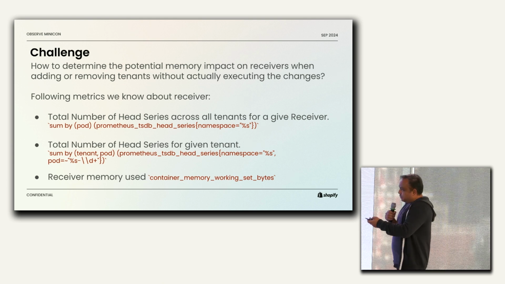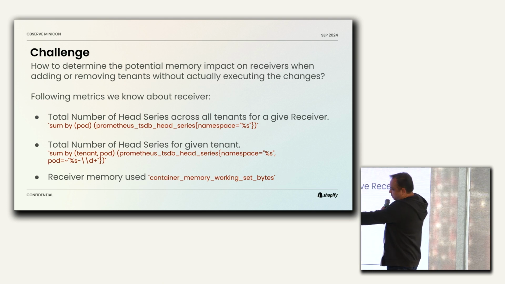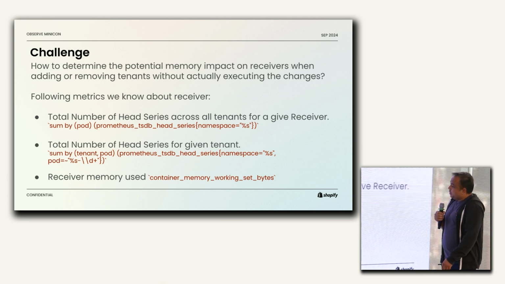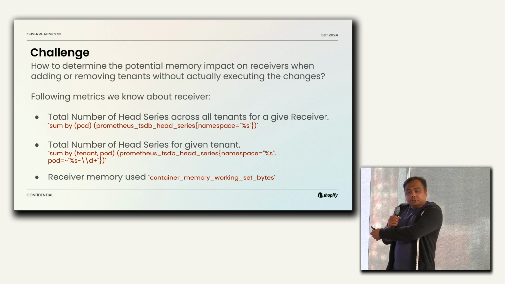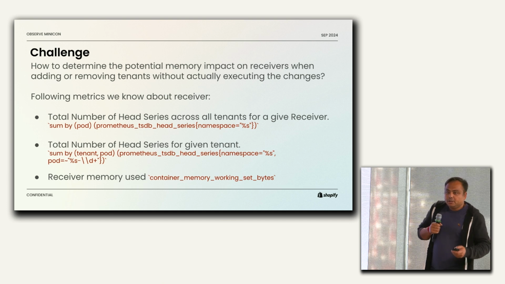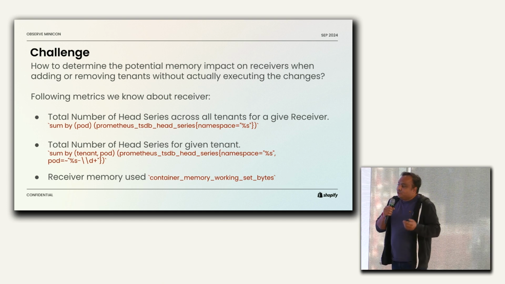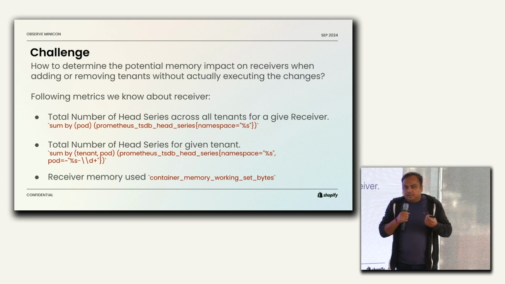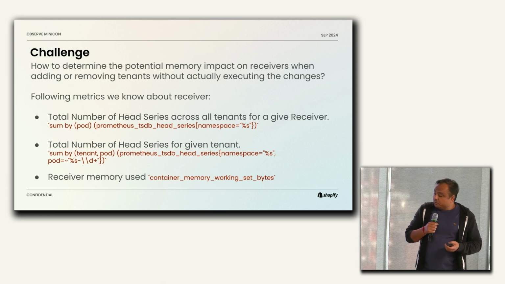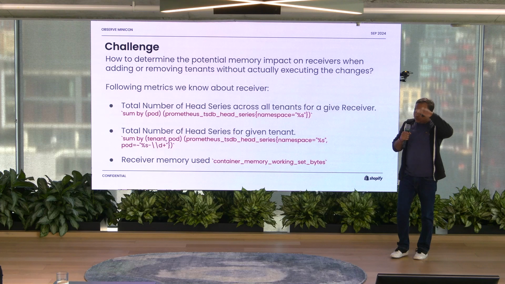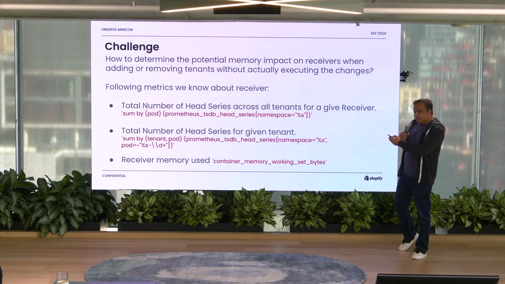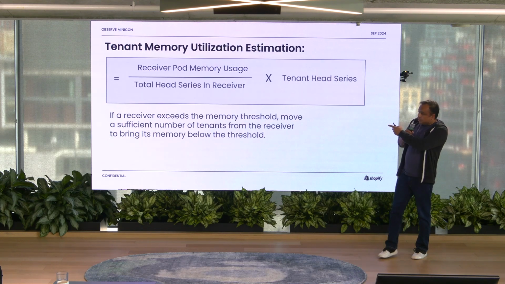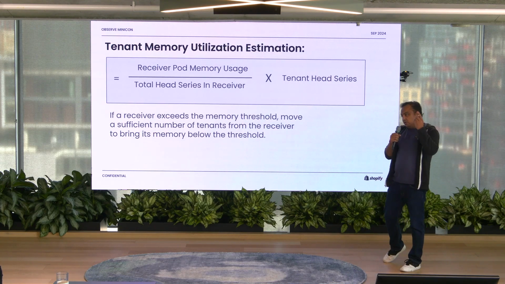So what we know: for each of these tenants, we have a metric called prometheus_tsdb_head_series, which tells us how many head series Prometheus is holding. By the way, we added this into Prometheus. So we can use this metric to calculate the per-tenant number of head series. We can also sum all the head series of all the tenants within the receiver to get the total number of head series hosted by the receiver. And once we have this information, we can use simple mathematics to estimate the total memory used by an individual tenant.